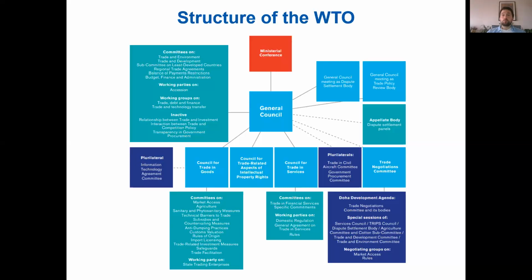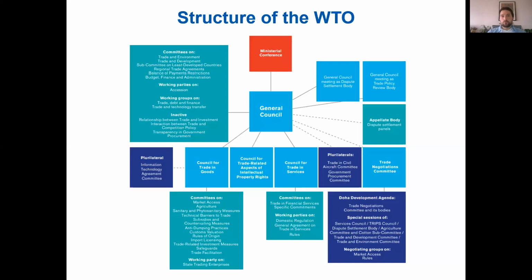committee on regional trade agreements, which oversees the work of governments in all directions to conclude free trade agreements, customs unions, which we will clearly talk about in more detail, and committee on balance of payment restrictions, and committee on budget, finance, and administration. Working parties on accession also directly report to the General Council. So once there is any progress that has been reached and the country is ready to accede to the WTO as the new member, it will be notified to the General Council to take further appropriate steps.